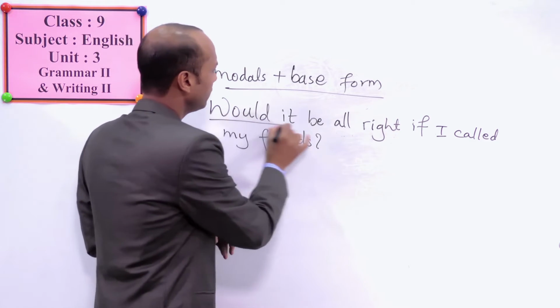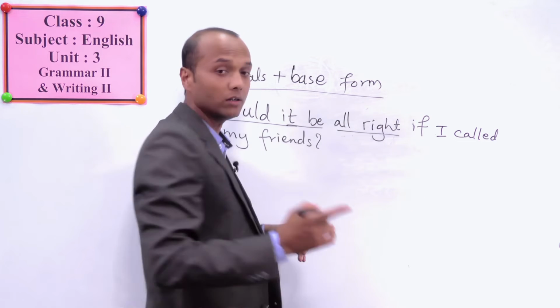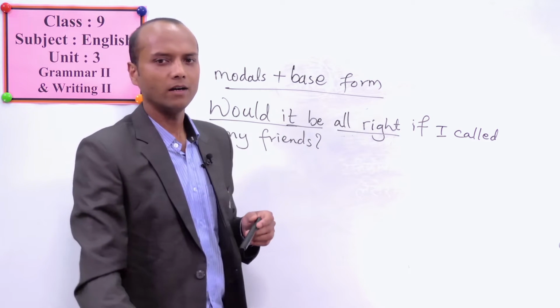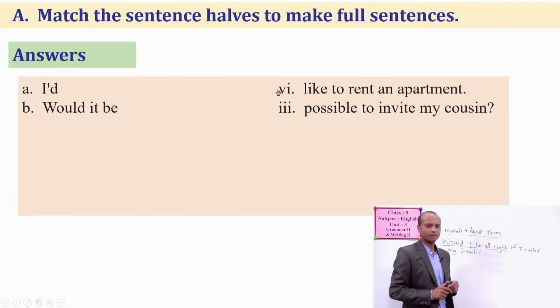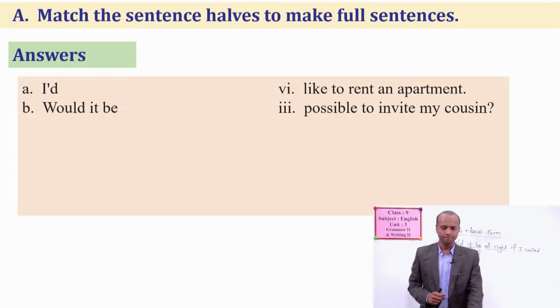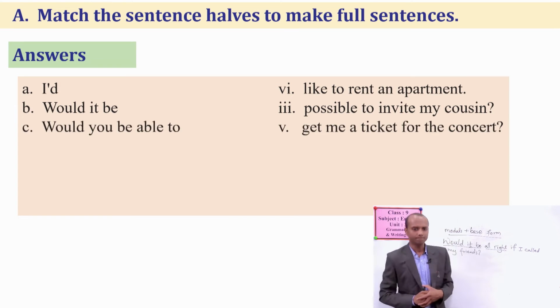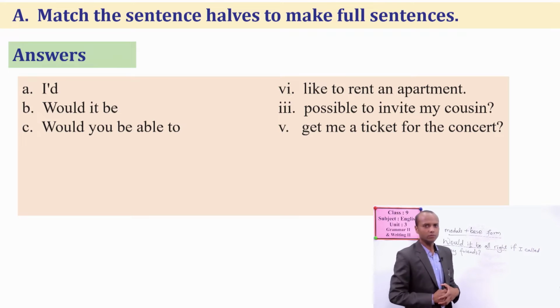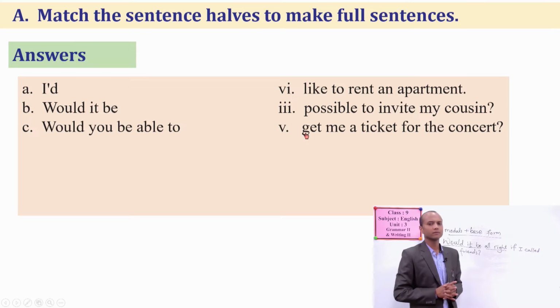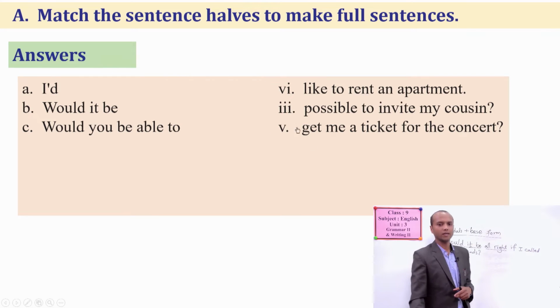So would it be goes with all right or possible? Okay, in this way you have to match. Okay, let's see the third one. It says, very good, would you be able to. Look, to is there. Generally it should be followed by the base form of the verb. For example, would you be able to get me a ticket for the concert? Okay, able to get me, it means the verb get is the base form.